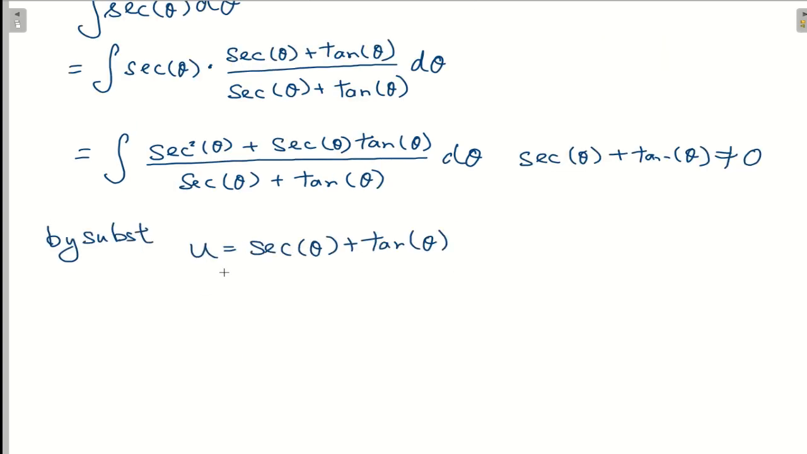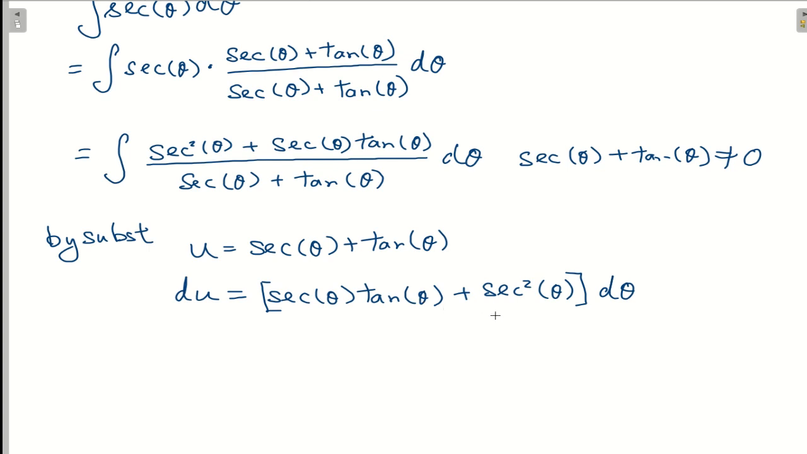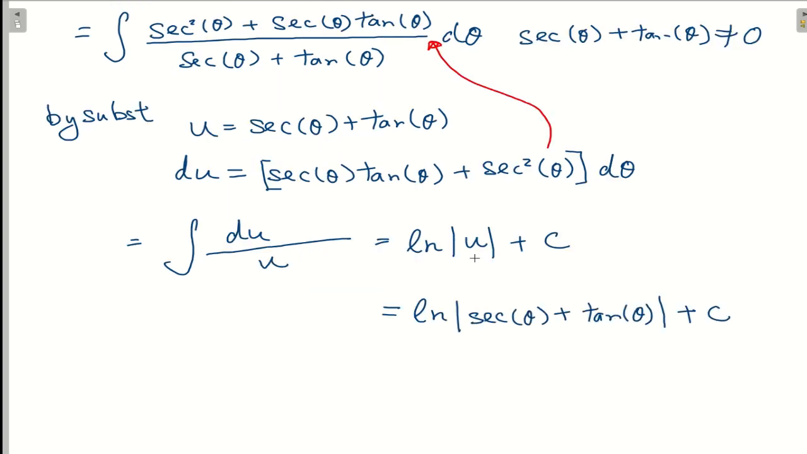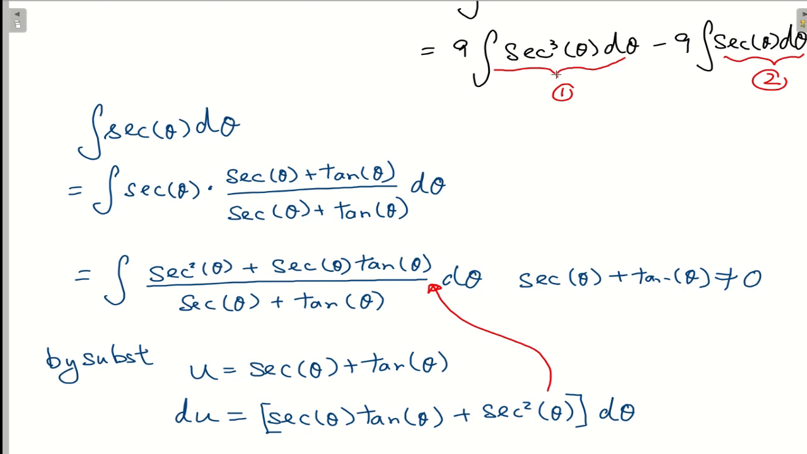Then by substitution, u equals secant theta plus tangent theta, and du equals (secant theta tangent theta plus secant square theta) d theta. We can see this is equal to the numerator here. So the above integration will be changed into the integration of du over u, and it is equal to log u plus c. And of course, u is equal to secant theta plus tangent theta. Then we got the answer for the integration of secant theta.